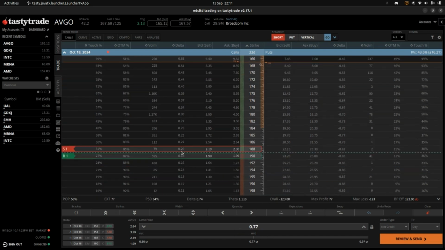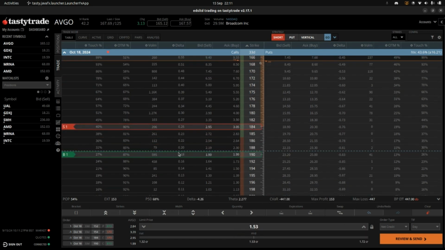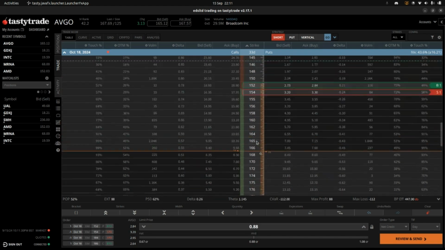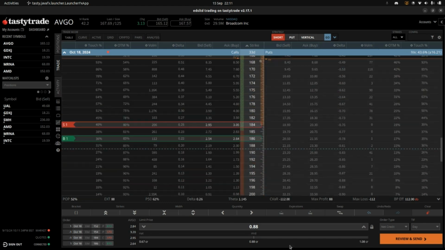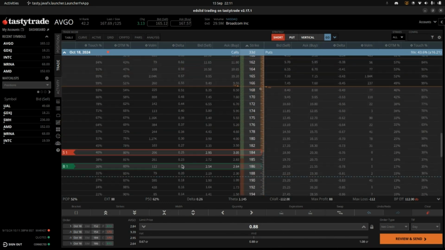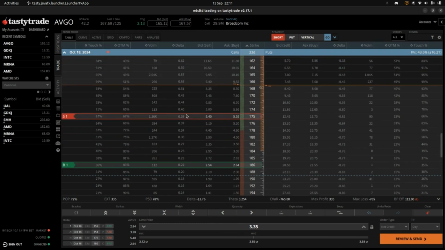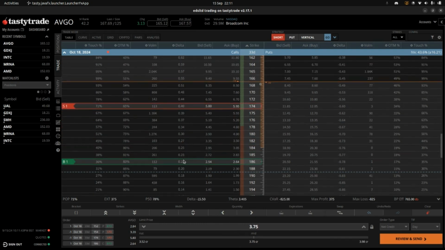Let's go with the 25 delta, right? 184 and 186. 25 delta on this side, 154, 152. As we can see here, we collect even more premium up front and even less buying power is required. And let's just keep going further just to hammer the point home.